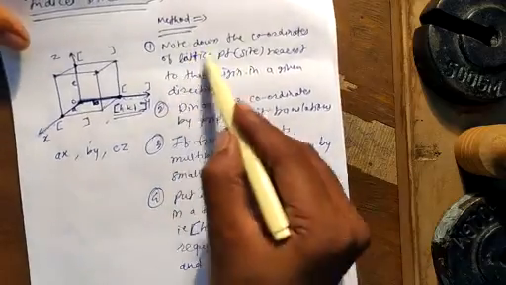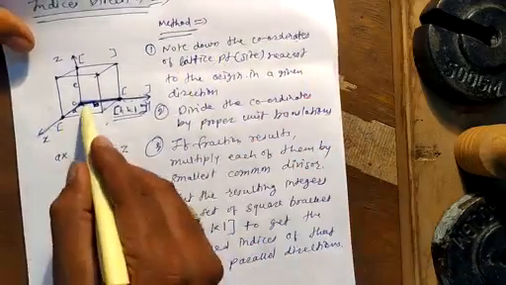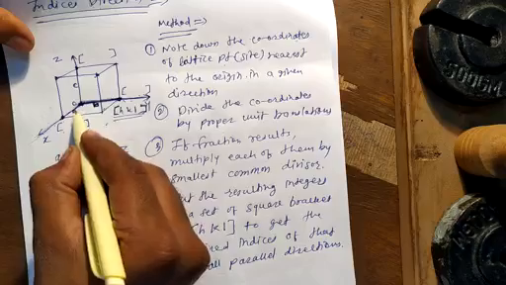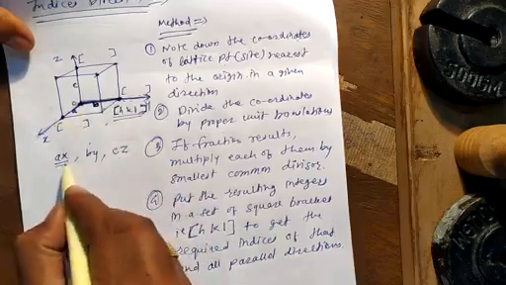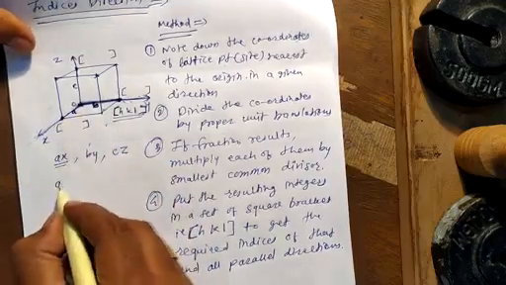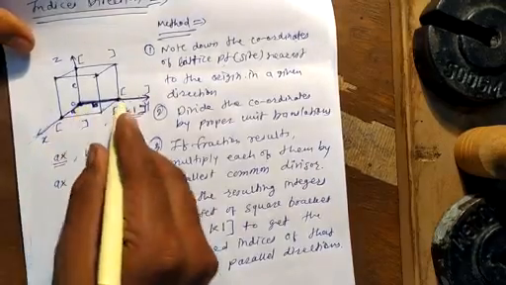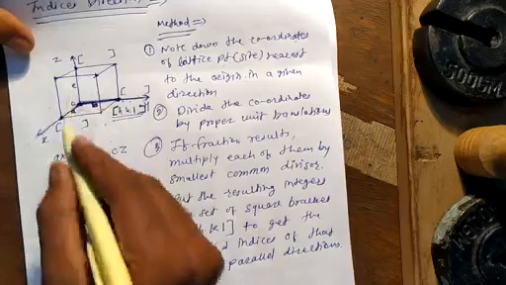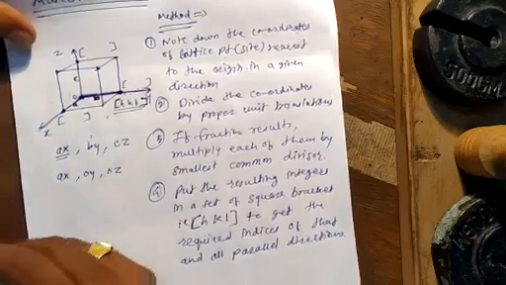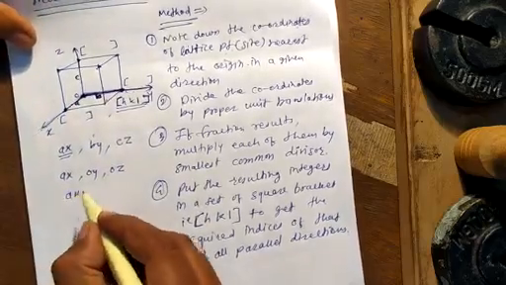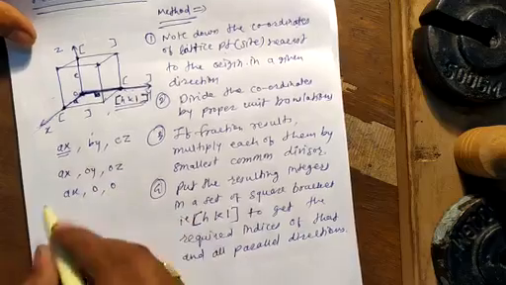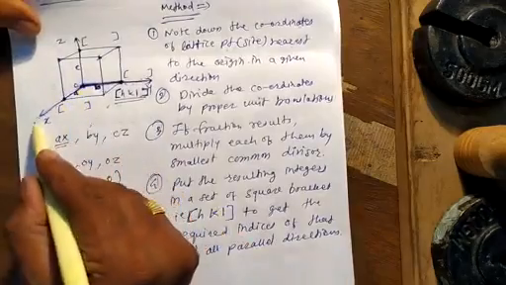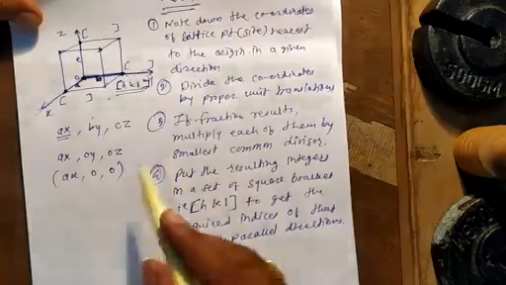Now note down the coordinates of the lattice point. What are the coordinates of this lattice point? It is a times along the x-axis, that is, ax. Along the y-axis it is 0y, and along the z-axis it is again 0z. Therefore the coordinates are ax, 0, 0. These are the coordinates of this lattice point along this particular direction.